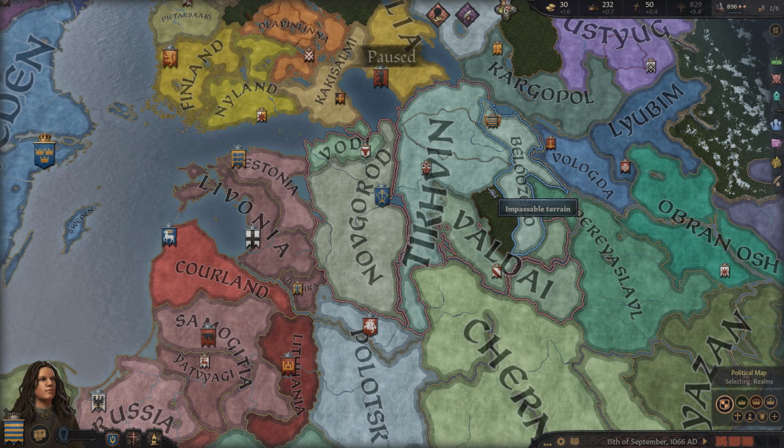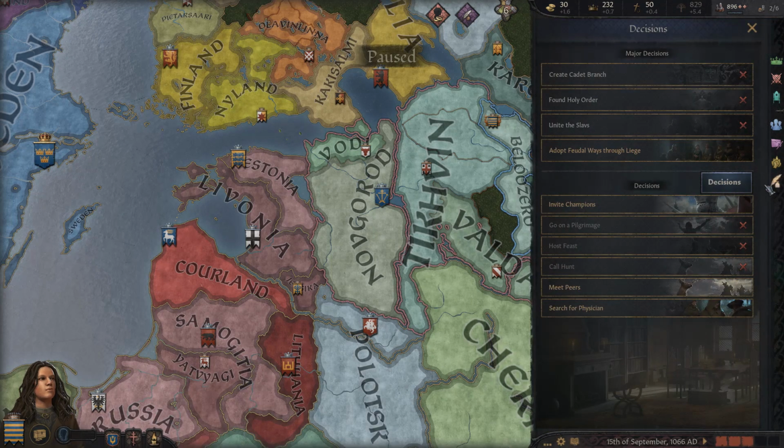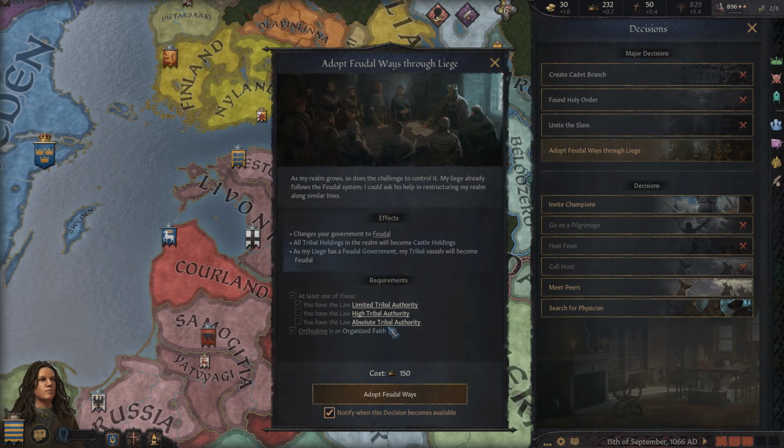So now let's talk a little bit about reforming. If you're going to reform, here we have one option, of course, in the decision. We can adopt the feudal ways through liege. Click on that, and we adopt the feudal ways. What have we done? Well, we have at least limited tribal authority, or high or absolute, and you have to have an organized faith. Now we are Orthodox, so we're already organized. If you are not an organized faith, again, go back to my Kush series, you'll see it there.